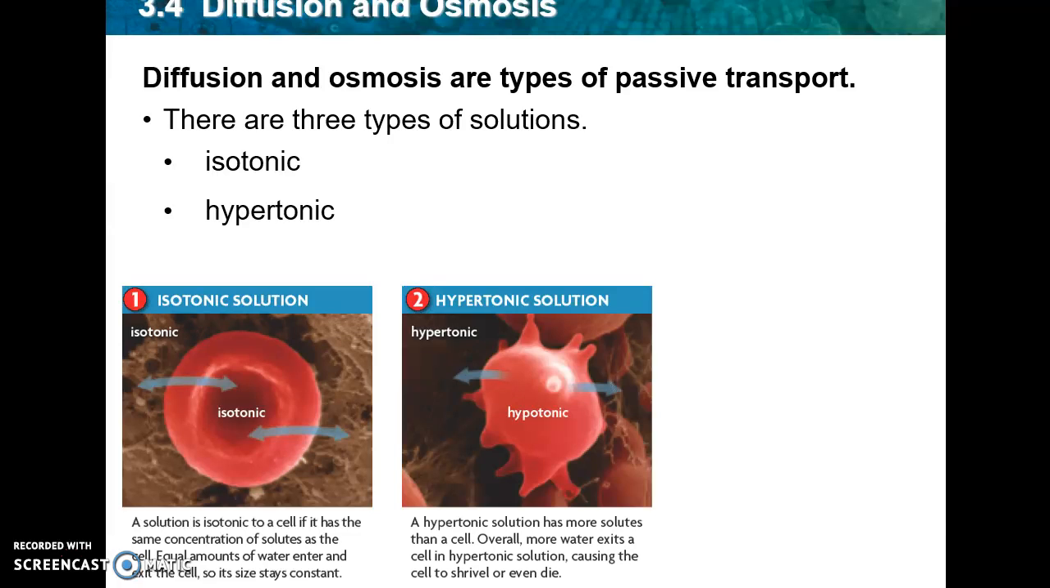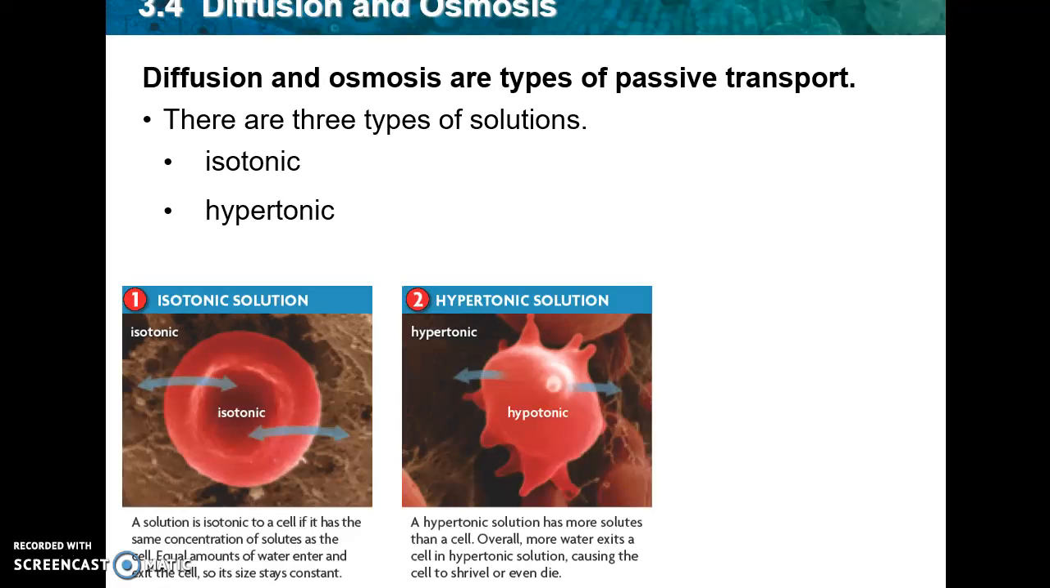So this is a picture of a red blood cell here with the number 1, and this is in an isotonic solution. So this red blood cell is happy. He gets to stay shaped like a donut, gets to do his red blood cell thing and transport nutrients and waste materials throughout your body.